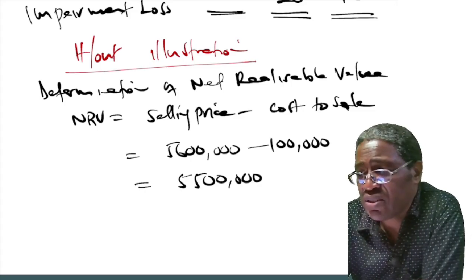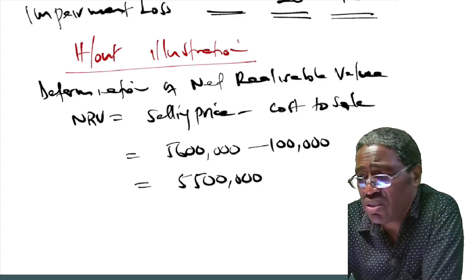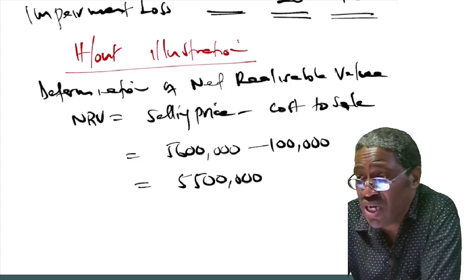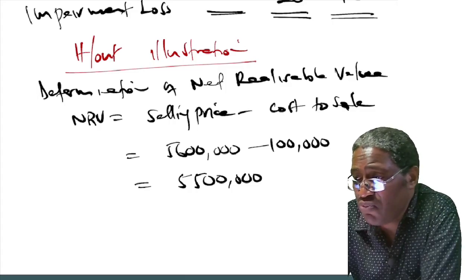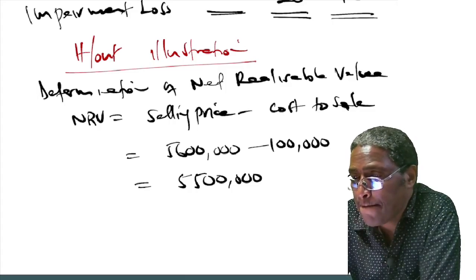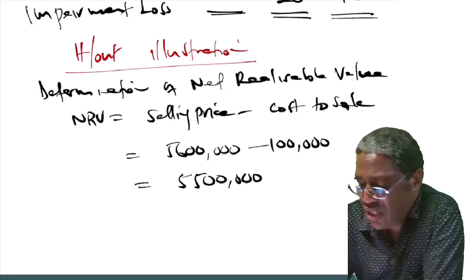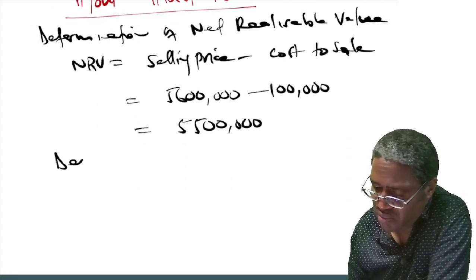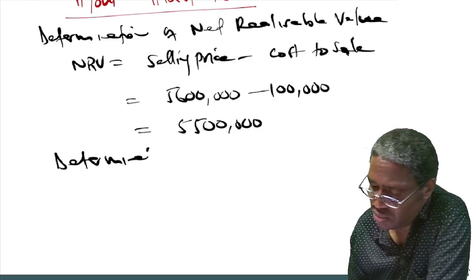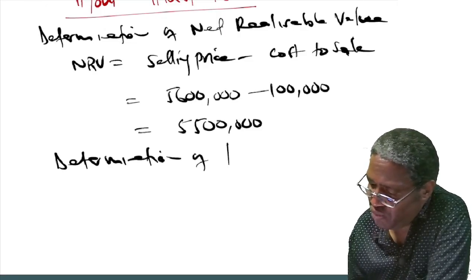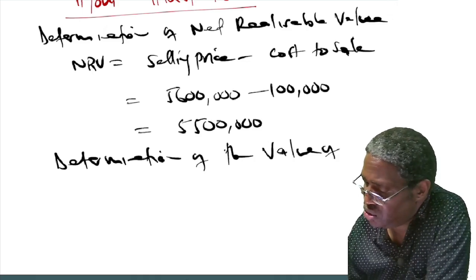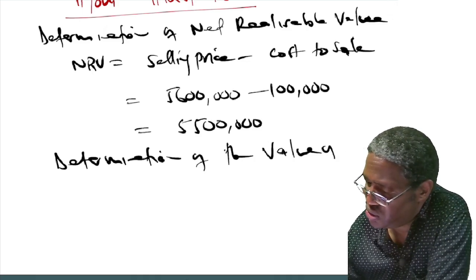Put down that. Then we do the second determination. So we now know the net realizable value of the asset to be 5.5 million. If you are through, you can write again, determination of the value in use.